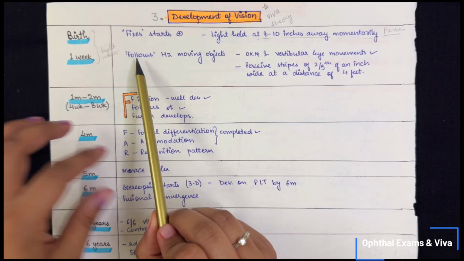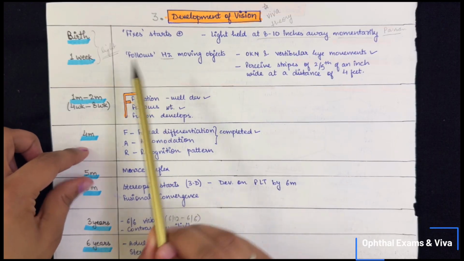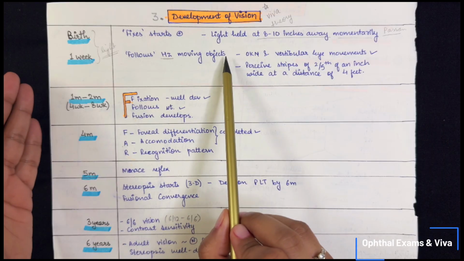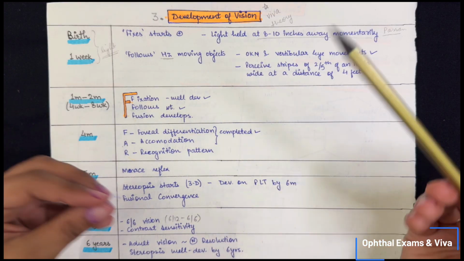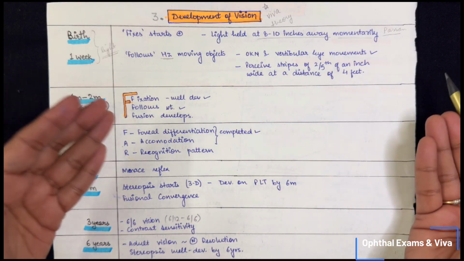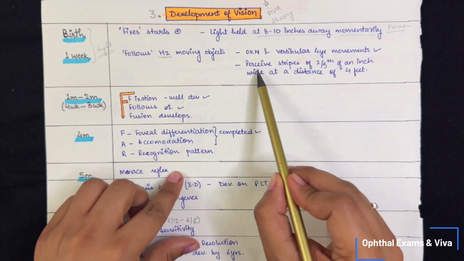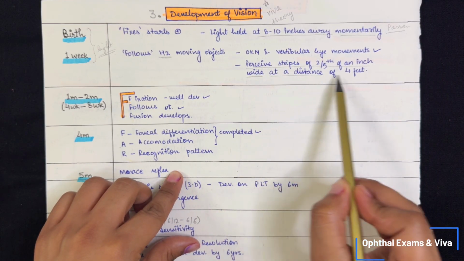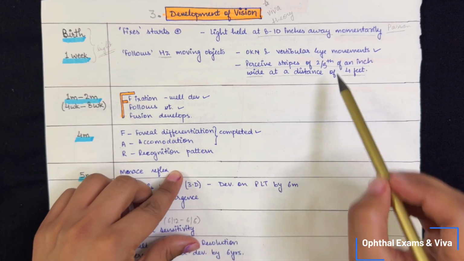By 1 week, the infant starts following only horizontal objects, because horizontal is easy to see side to side. So it follows horizontal objects. Optokinetic nystagmus and vestibular eye movements are there. This I have taken from Parsons, that the infant perceives stripes of 2/5 of an inch wide at a distance of 4 feet by 1 week.